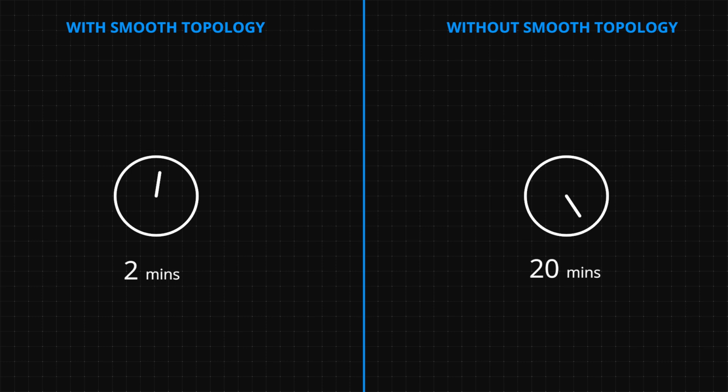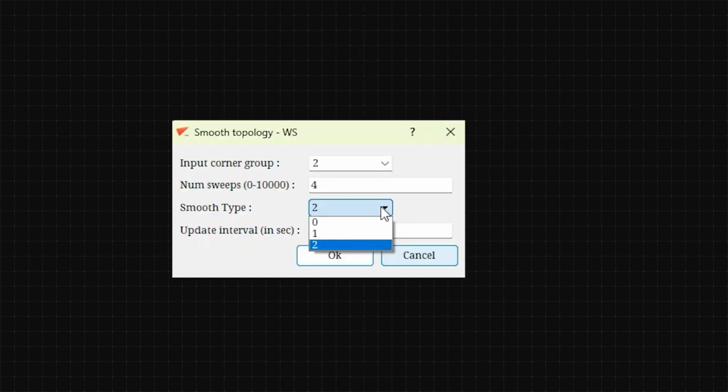So there you have it. Smooth topology is another secret weapon for speeding up grid generation. Give it a try and let us know how it goes.